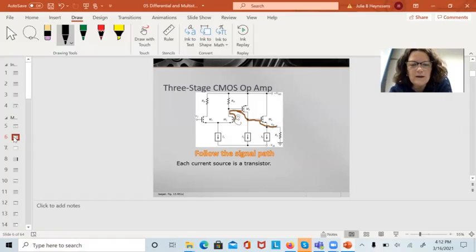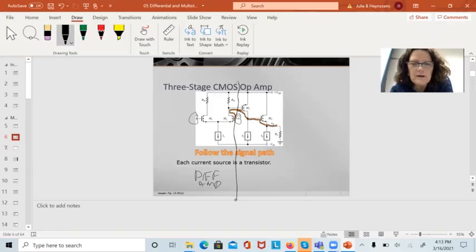So I start with, I've got V1 and V2. I know that's a differential amplifier, that some of the signal's coming off of here, but the output's going to come off of the drain of that one. And I follow the little line of the signal path through here. And then I can look at this and I can say, okay, stage 1 is a differential amplifier. I just have to recognize that one.